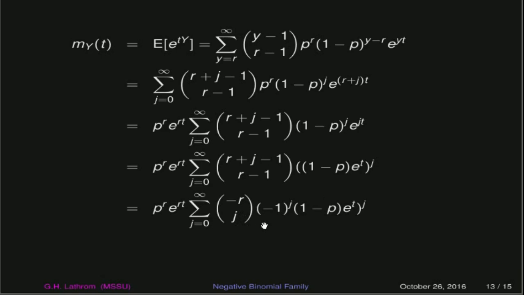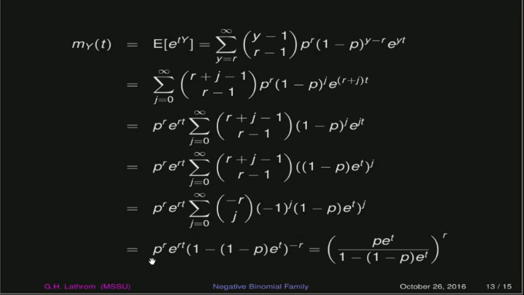What this actually gives us is, again, a binomial expansion of 1 minus x, where now x becomes (1-p) times e^t, and our power becomes, again, just as before, minus r. And so for our moment generating function, we end up with p e^t divided by (1 minus (1-p) e^t), and all of that raised to the rth power.